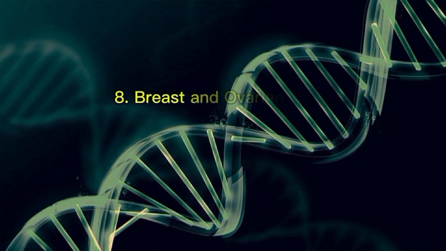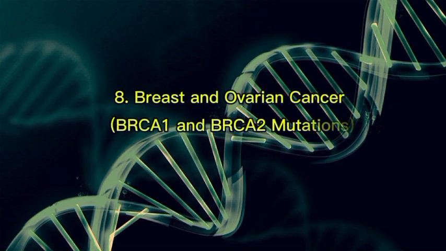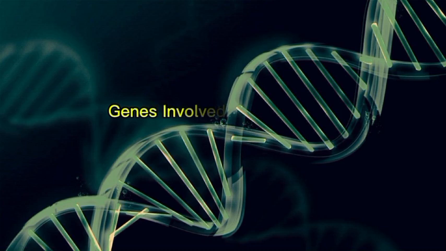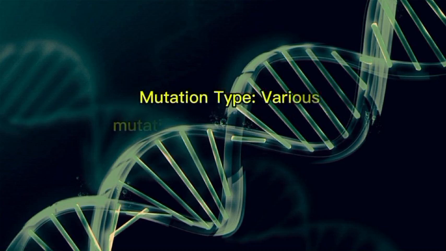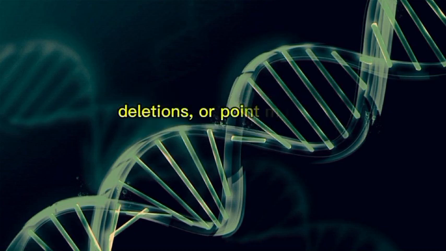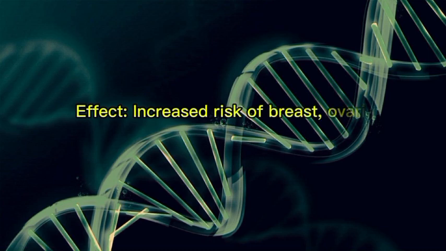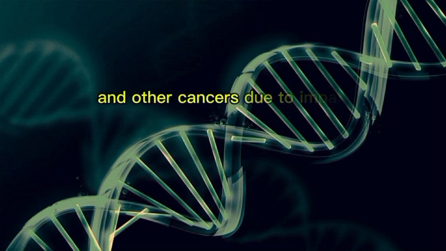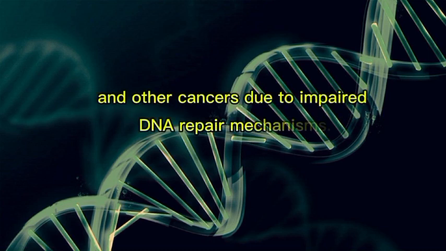8. Breast and ovarian cancer, BRCA1 and BRCA2 mutations. Genes involved: BRCA1, BRCA2. Mutation type: various mutations including insertions, deletions, or point mutations. Effect: increased risk of breast, ovarian, and other cancers due to impaired DNA repair mechanisms.